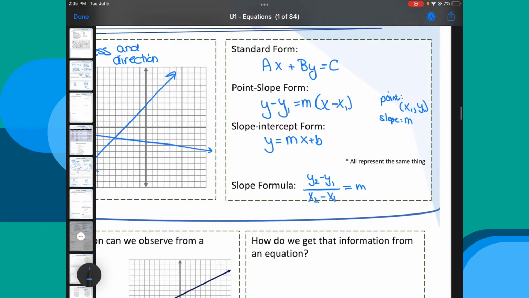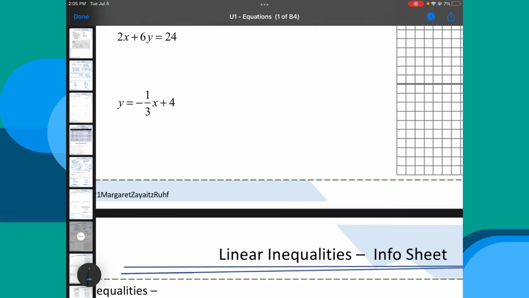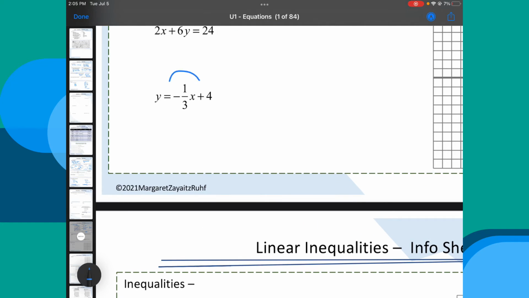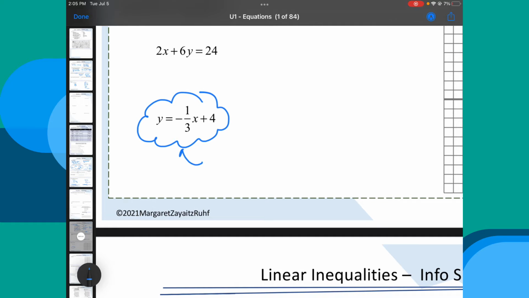So how do we graph a line? When we have a line like this, that's in y equals mx plus b, the m is next to the x, mx, and the m tells us the slope or the direction. So we have a -1 over 3, which means we're going to go down 1 and then to the right 3. But where do we start? Well, we start at our b. We always include our sign with our b, so our b here is 4.